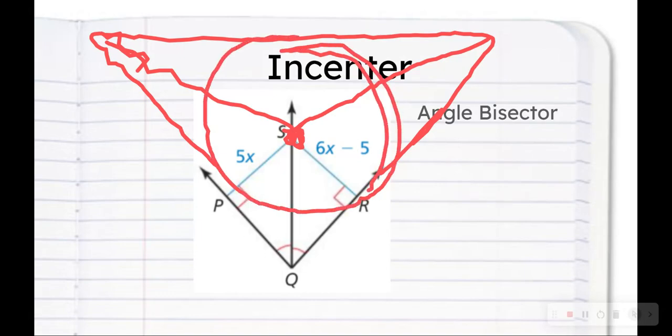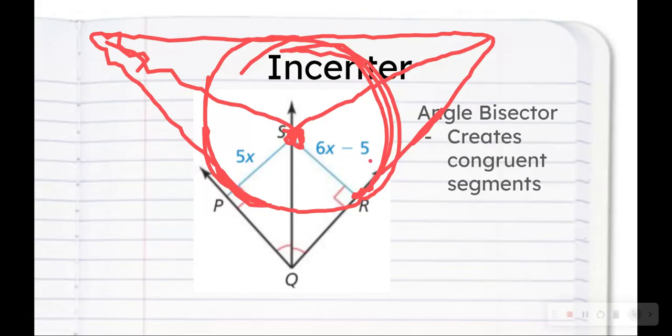Oh, I cannot draw right now. If I connect my incenter to my sides at 90 degrees, it's going to be the radius of this circle. So this blue line, 5x, and this other blue line, 6x minus 5, they're going to be congruent to each other. So the incenter will create congruent segments only if they're 90 degrees with the side.